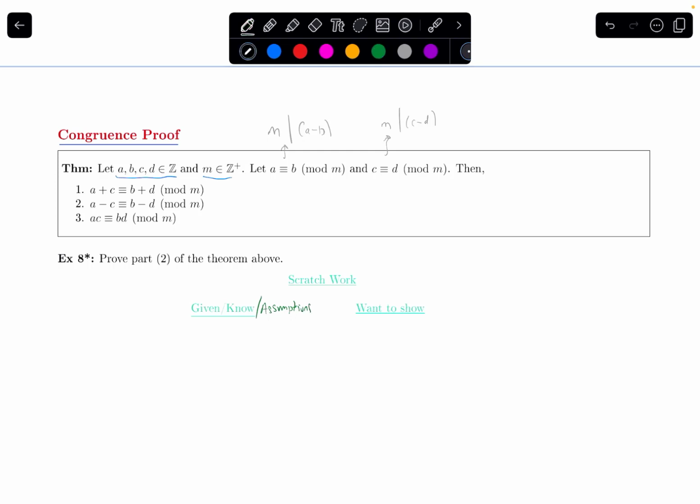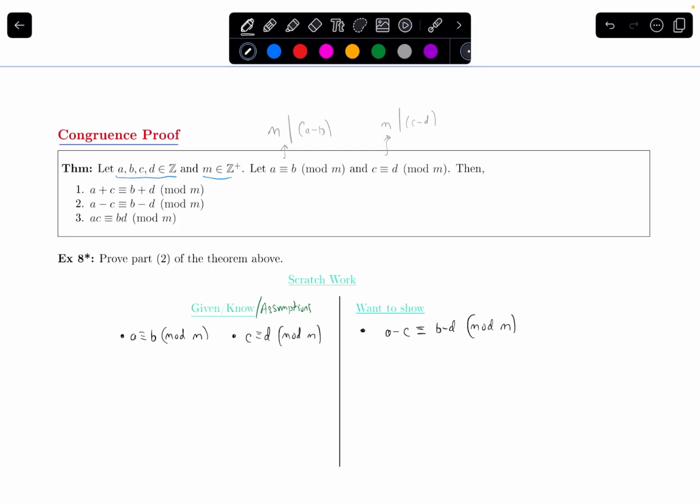Okay, so what I'm told is that a is congruent to b mod m. I'm also told, bullet point, that c is congruent to d mod m. All right, and what I want to show in 2 is this. I want to show that a minus c is congruent to b minus d mod m.